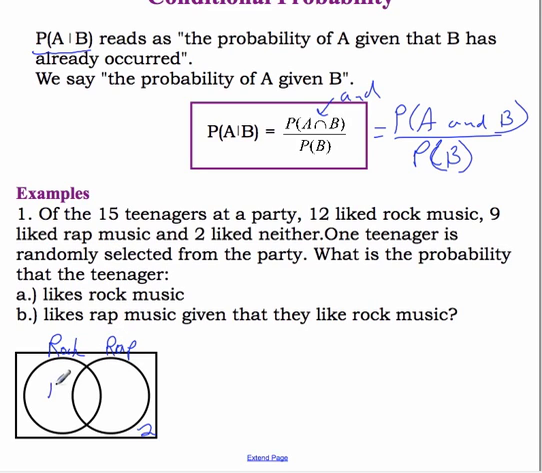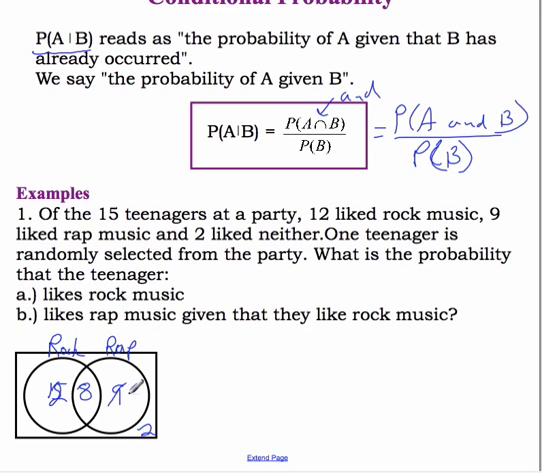Now if we just put in 12 and 9 the way it is, 12 like rock music, 9 like rap music, then we have 21 in total, but we need 13. So we have 8 too many, so I'm going to put 8 in here. 8 like both rock and rap.